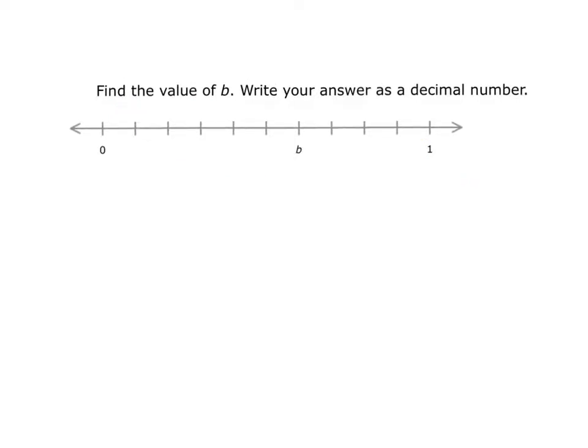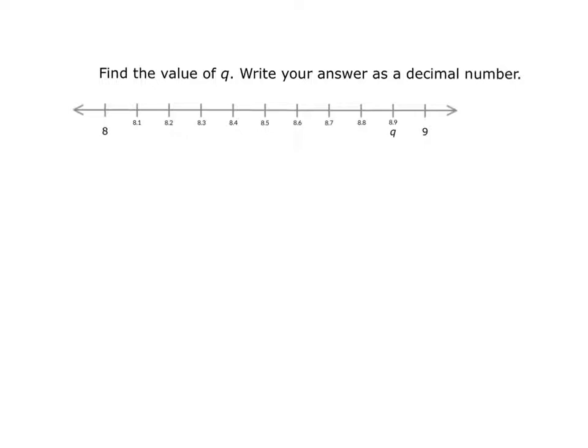Looking at this question, it says find the value of b. Again, I check 0 and 1 here. That allows me to know where I am on the number line. And then I just begin to count up 0.1, 0.2, 0.3, 0.4, 0.5, 0.6 on the number line.